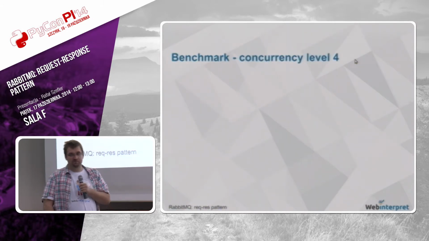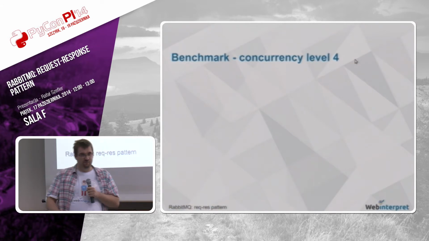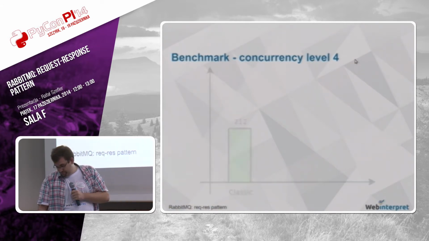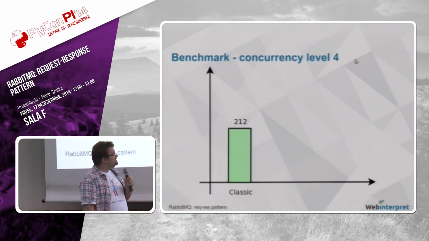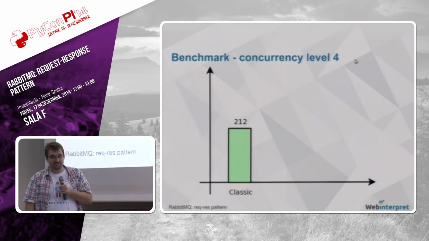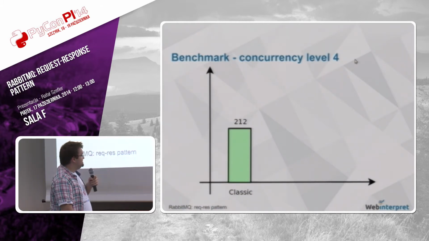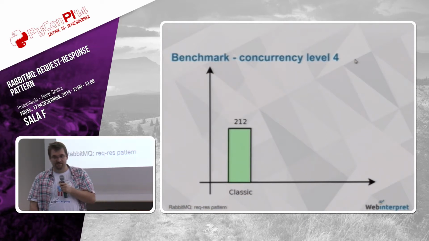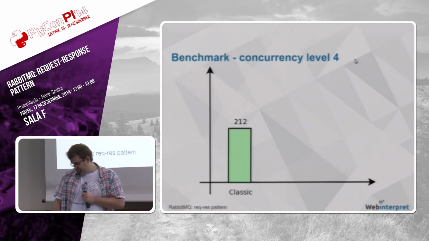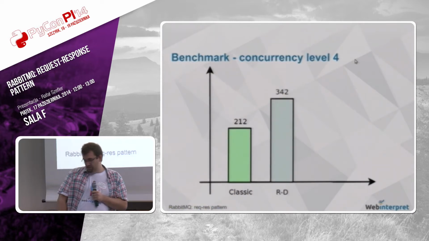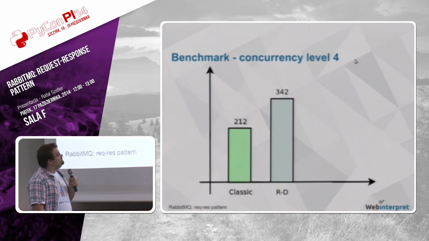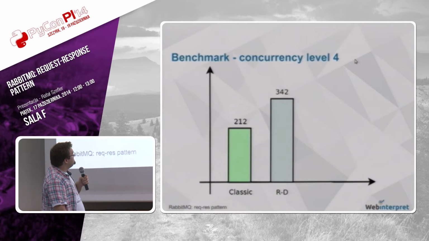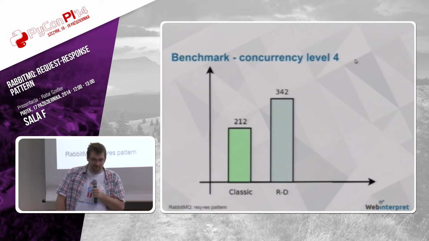Concurrency level 4 for request parallel. Remember that I have a 4 core CPU. So for the classical web server, the average time spent on the request is 212 milliseconds. That's as expected, since the long-running worker takes 210 milliseconds to complete. RabbitMQ without durability: this is 342 milliseconds on average. So as you can see, it took around 50% more time to complete.